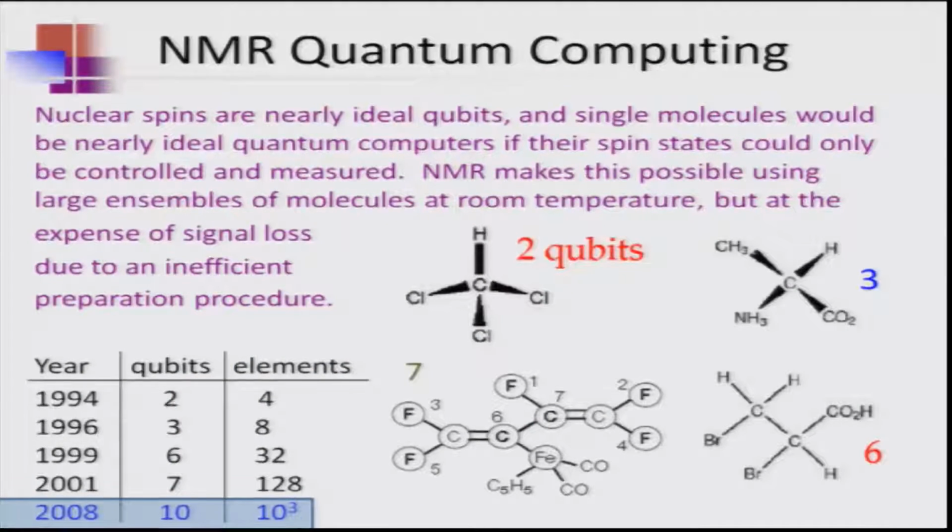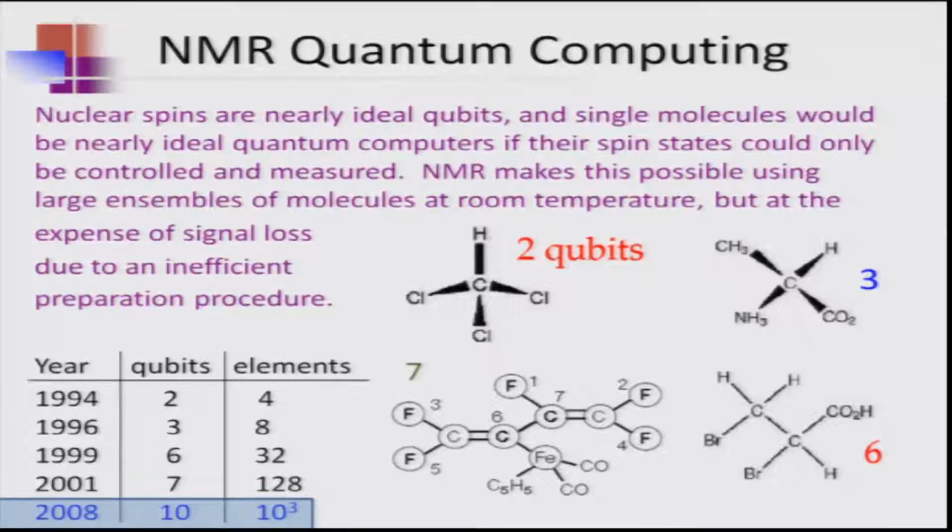So, that was the case of 2 qubits which we just discussed, chloroform, which has carbon and hydrogen, and it turns out that these are almost nearly ideal qubits, and single molecules would be nearly ideal quantum computers if their spin states could only be controlled and measured. NMR makes this possible using a large ensemble of molecules at room temperature, but at the expense of signal loss due to an inefficient preparation procedure. So, basically here the problem is preparation of states.